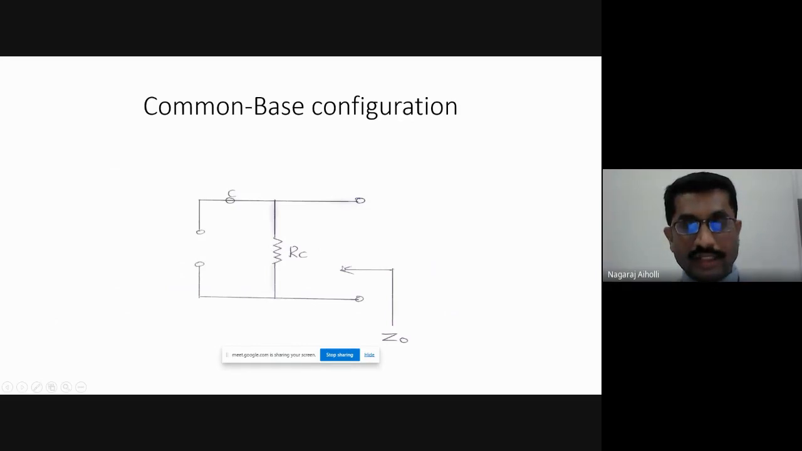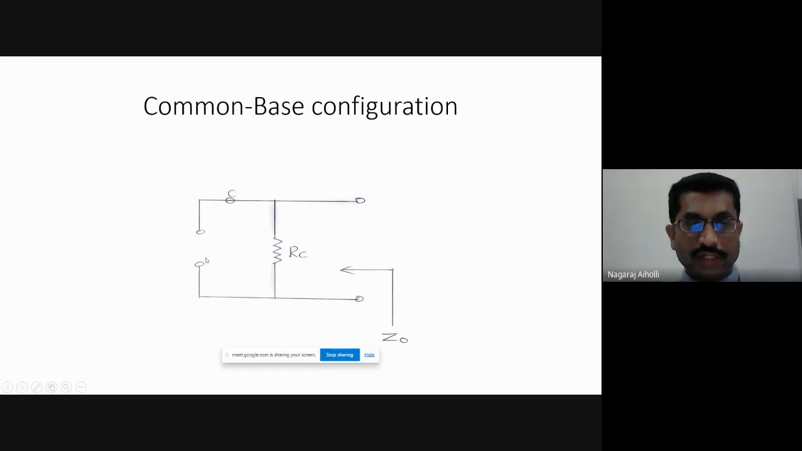Therefore, what will be Z naught here? Looking into the output terminals, from the output terminal end, how much will be the output impedance? What will Z naught, the output impedance, be equal to? It will be equal to the resistance RC, right?